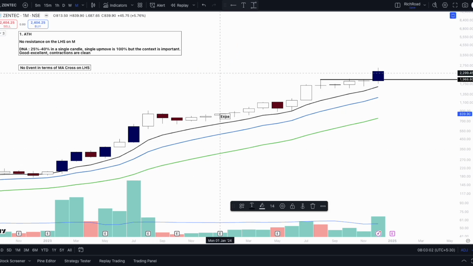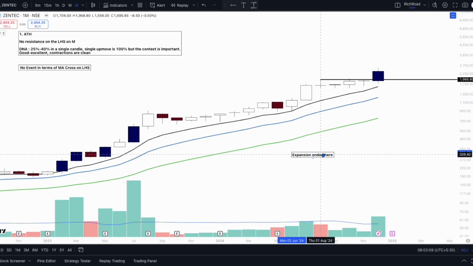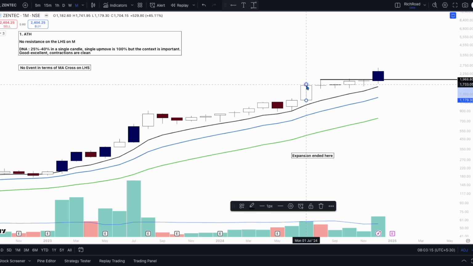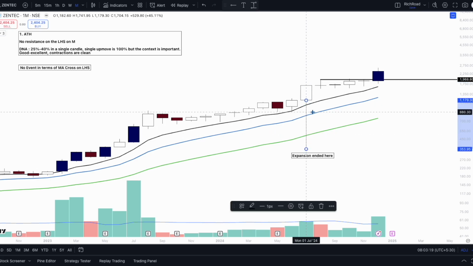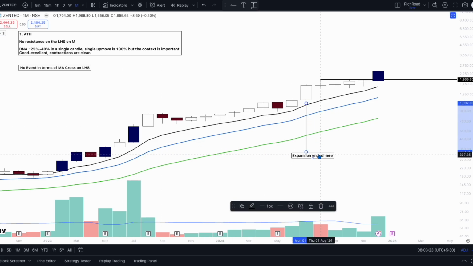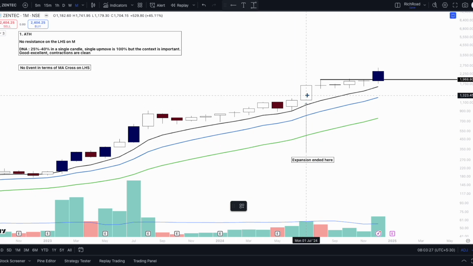expansion ended here. I'll mark the arrow. So, the last good candle in the expansion was what? The last good candle, right? I'm not talking about where it ended, but this is the last good candle. In fact, this is the candle of the expansion, and the expansion ended with this one. And this is the last good candle, and the expansion ended the next candle.